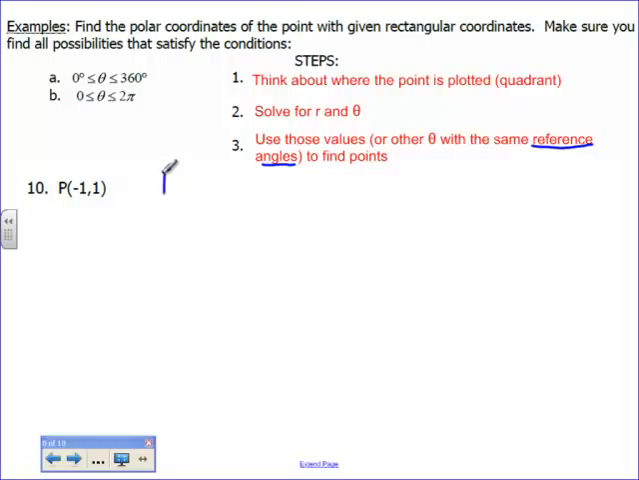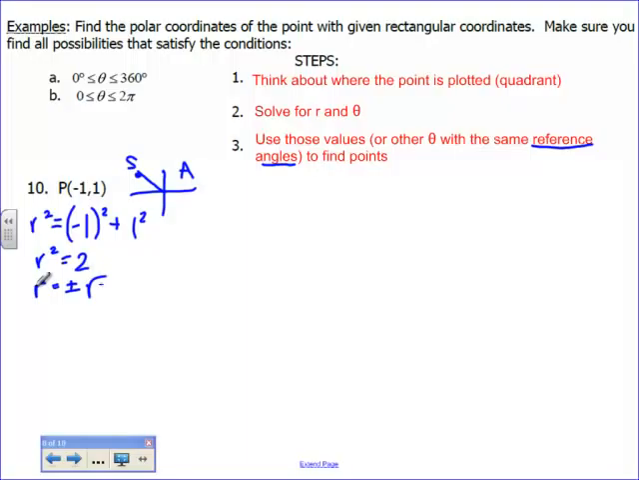negative 1, 1. So we think about plotting negative 1, 1. Where will it end up? Well, that'll be in the second quadrant. That's the S quadrant. I'm going to use my equation to come up with my parts. So my r squared is going to be x squared plus y squared. That's going to get me 2 is r squared. When I take the square root, I'll get plus or minus square root of 2. If you skip straight to the square root, that's fine as well.